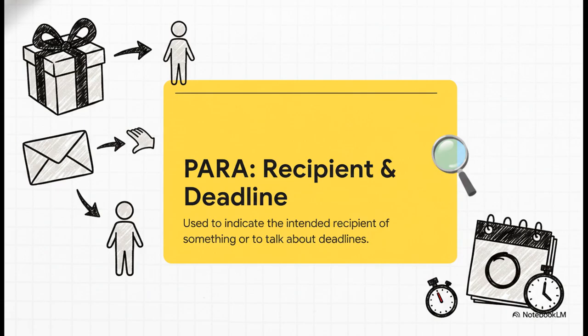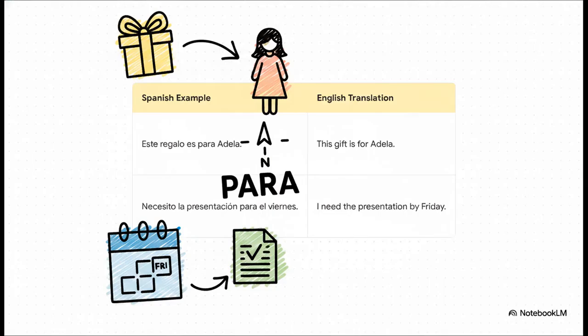It can be the person who will ultimately receive something, or it can be the final moment in time by which something has to be done, a deadline. And what's cool here is how it shows two different kinds of endpoints. Este regalo es para Adela. Adela is the final recipient. The gift's journey ends with her. And necesito la presentación para el viernes. Friday is the hard deadline. Both of these use para.